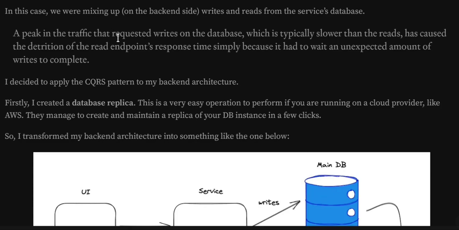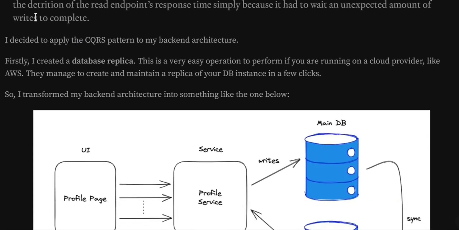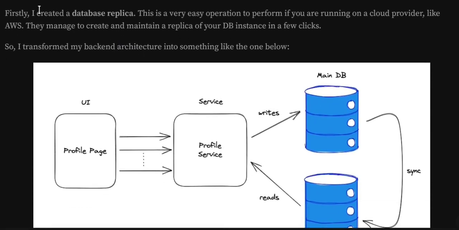A peak in the traffic that a request writes on the database, which is typically slower than the reads, caused deterioration of the reads endpoint response time simply because it had to wait an unexpected amount of writes. Yeah. Never mix. In general, we don't mix writes and reads. I decided to apply the CQRS, even without CQRS, I'm just separating the reads and writes. CQRS pattern to backend architecture.